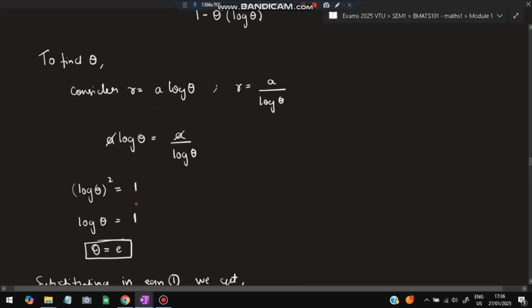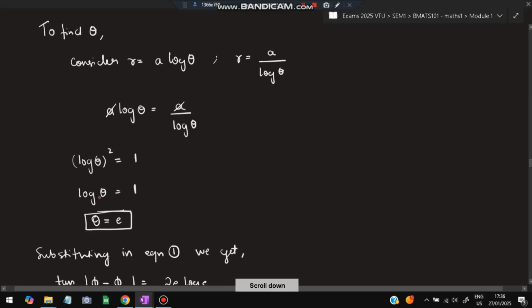We'll get (log θ)² = 1, so log θ = 1, and this is log base e. Theta is also present here. What is θ in the case of log θ = 1? The θ value should be equal to the base for it to get 1. This is the logarithmic basics: when the base and the variable are the same, only then we'll get 1. So the value of θ will be e.